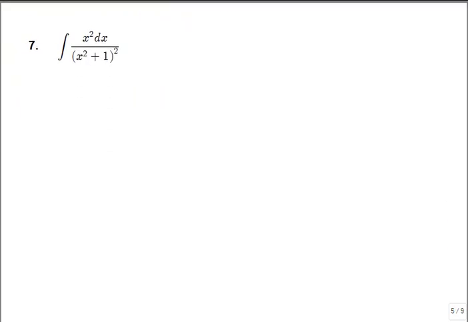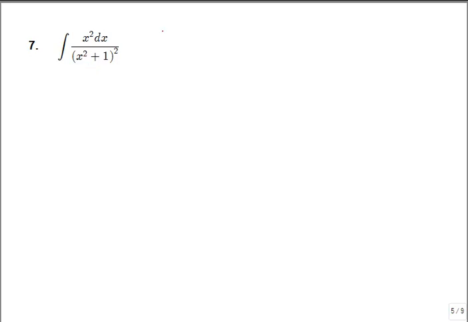So let's try some miscellaneous problems here. Here we want the integral of x squared dx over the quantity x squared plus 1, squared. So what you want to look for is that x squared plus 1, notice that it's a sum of two squares. So whenever you see that plus sign in between your two squares, that's when you're going to use the tangent for your trig substitution.